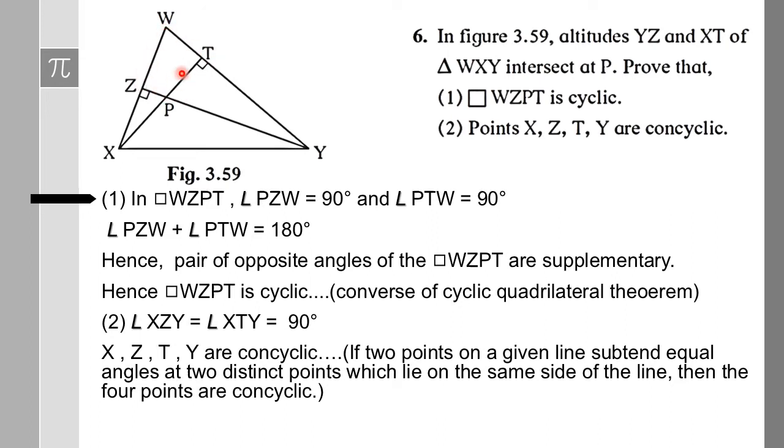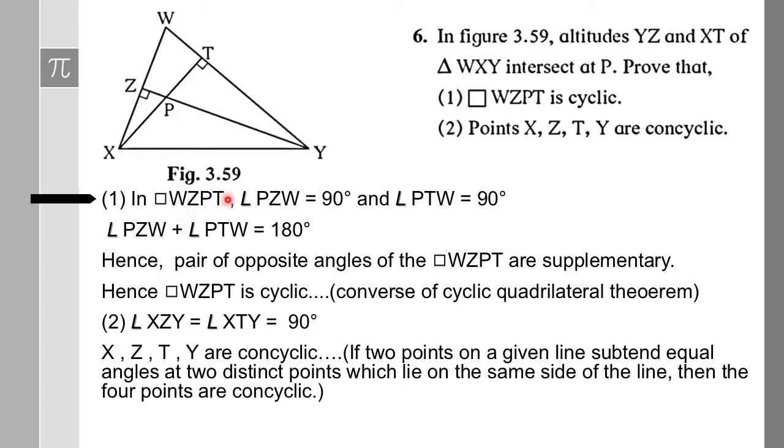Now to prove that it is cyclic, we need to prove that one pair of its opposite angles is supplementary, and hence we can use the converse of the cyclic quadrilateral theorem. That one pair we can very easily find. If they are altitudes, that means they are perpendicular to the base. Here they have already mentioned that angle YZX is 90 degrees, so the other side also is 90 degrees. So angle PZW is 90 degrees, and angle PTW is also 90 degrees since XT is perpendicular to WY. These two angles are 90 degrees and they are opposite angles.